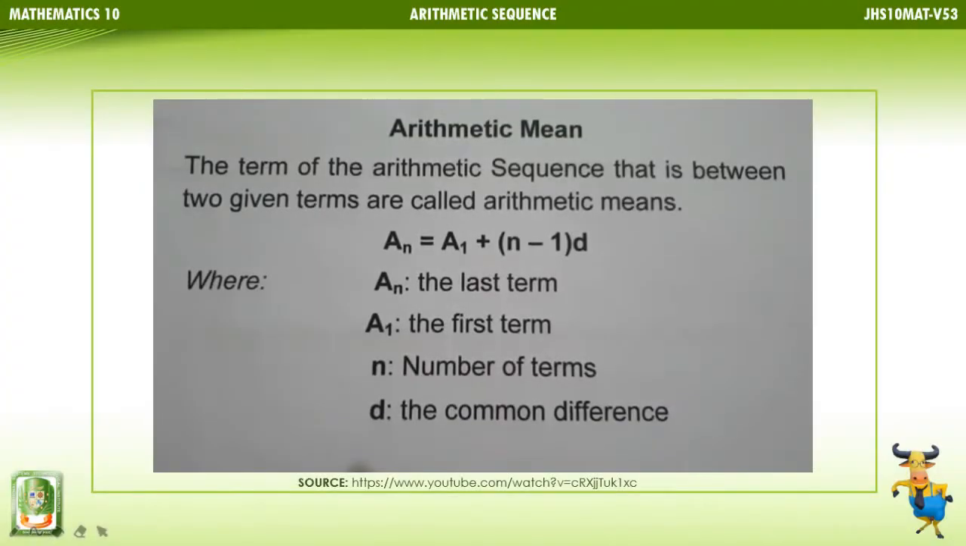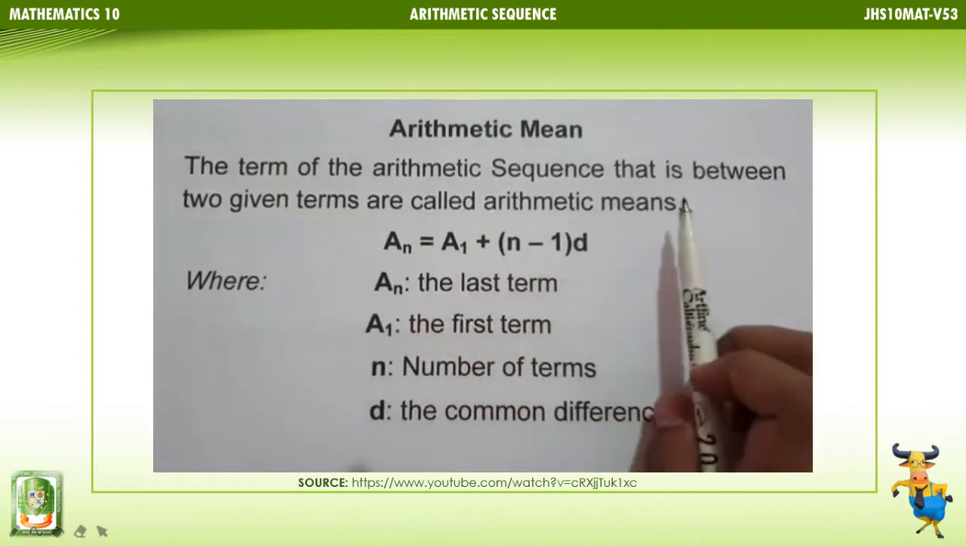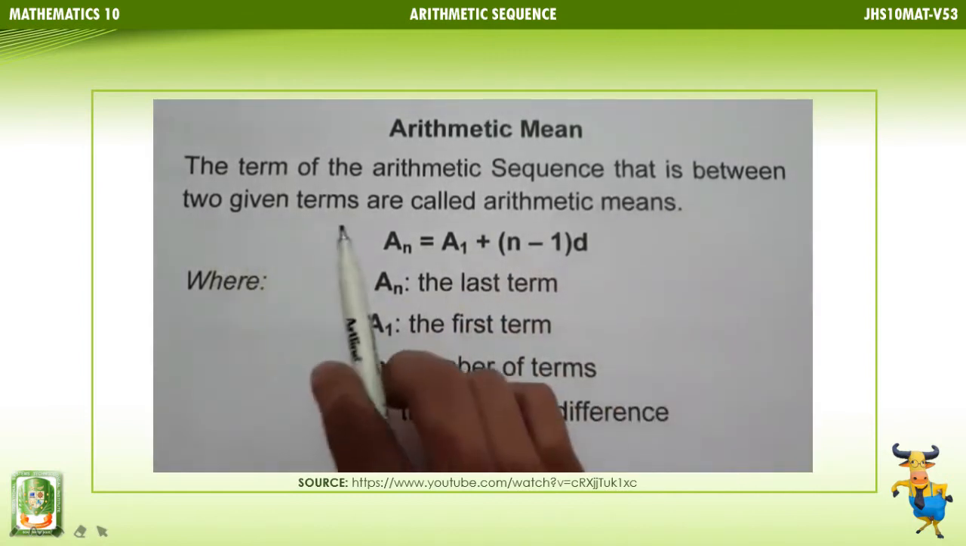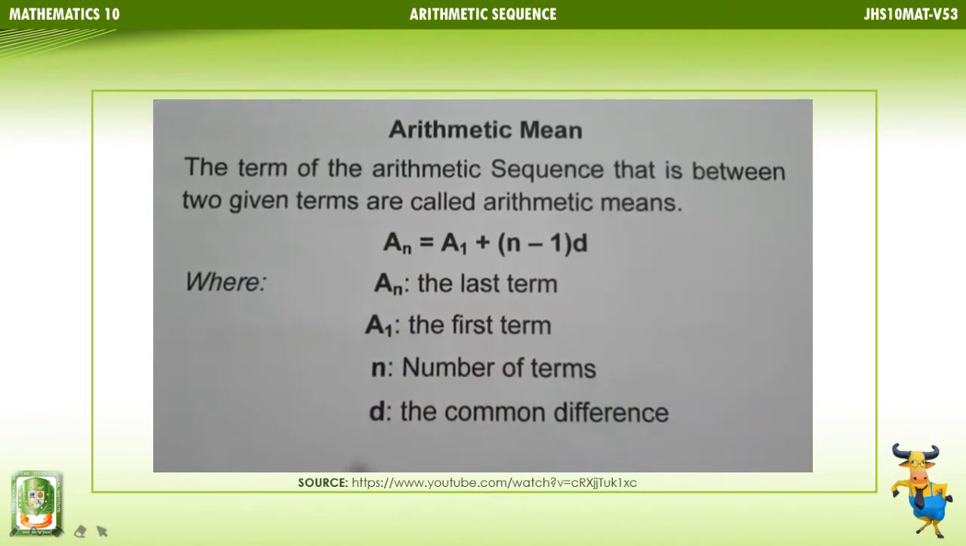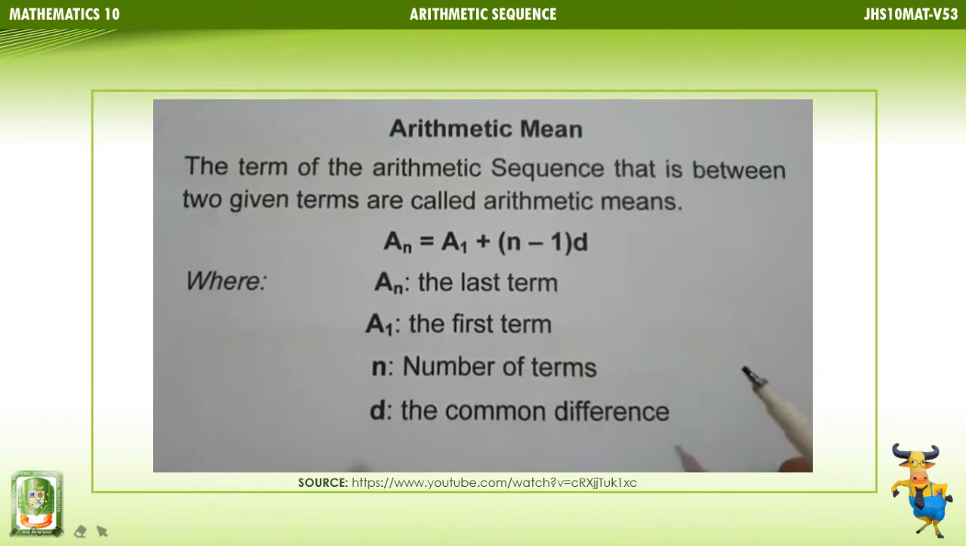What is arithmetic mean, and we are going to find out how to find the arithmetic mean of the given sequence. First, let us define what is arithmetic mean. When we say arithmetic mean, it is the term of the arithmetic sequence that is between two given terms. They are called arithmetic means.